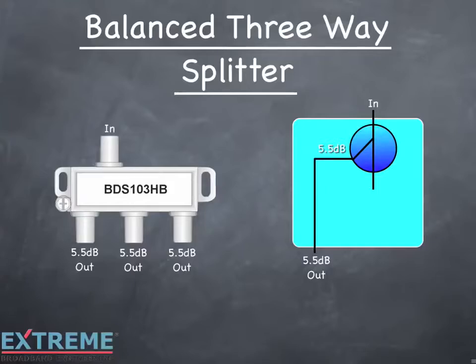The output port of the directional coupler loses 2 dB. So in order to get an additional 3.5 dB of loss, we add one two-way splitter off this leg for a total loss of 5.5 dB on the other two legs. Now each port has 5.5 dB of loss.